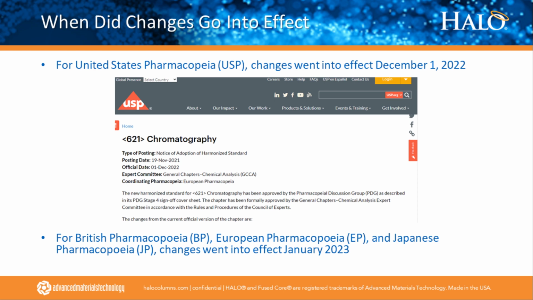So these changes officially went into effect for the U.S. Pharmacopoeia as of December 1st, 2022. And I took a little screenshot of the announcement on their website in terms of when the changes were official. In terms of the British Pharmacopoeia, BP, European Pharmacopoeia, EP, and the Japanese Pharmacopoeia, JP, the changes went into effect as of January 2023.